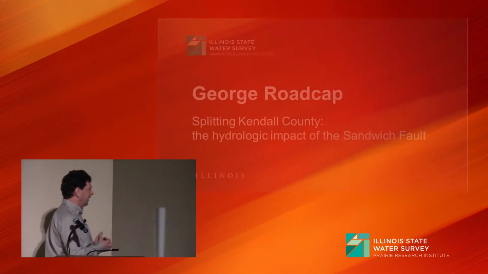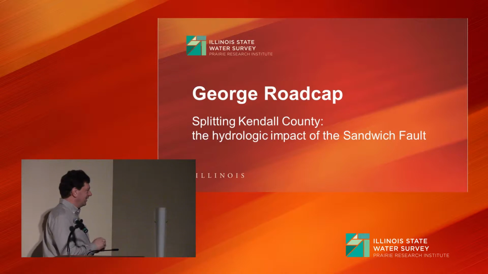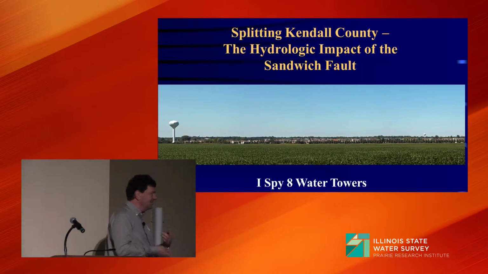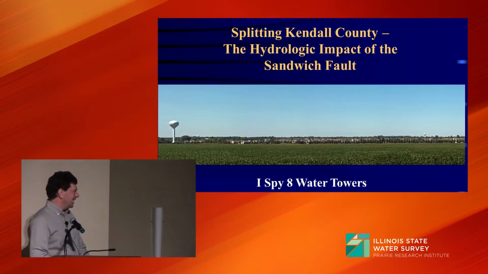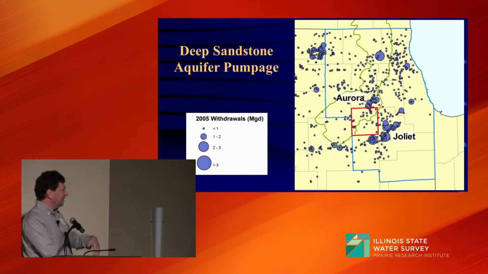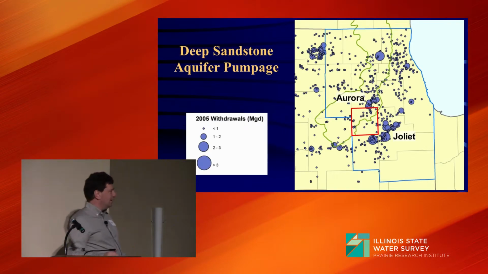I'm going to continue on where Daniel left off and talk about a geologic complexity in the suburbs of northeast Illinois and Kendall County, which really messes up the water story. Or we can play I Spy for the water towers. There are 8 of them in this picture, wrapped in the growing Kendall County, which uses the deep bedrock aquifer that a lot of communities use in northeast Illinois, 1,500-foot deep wells.